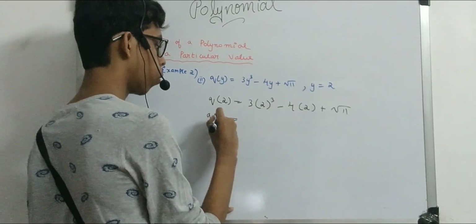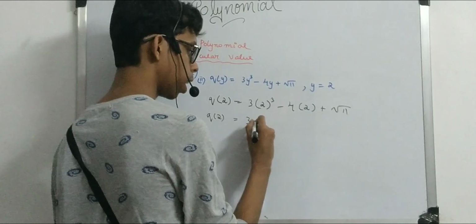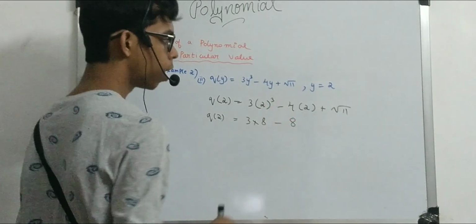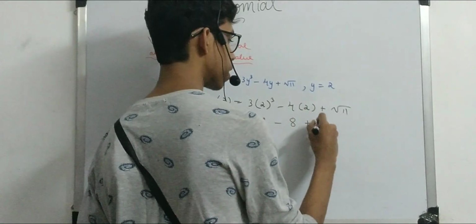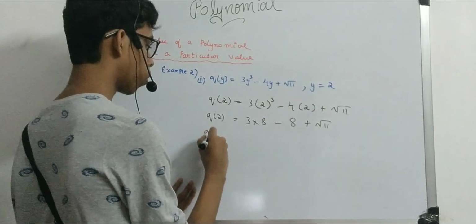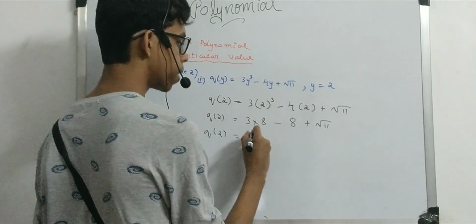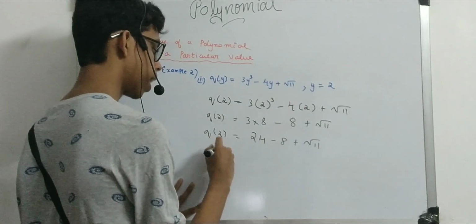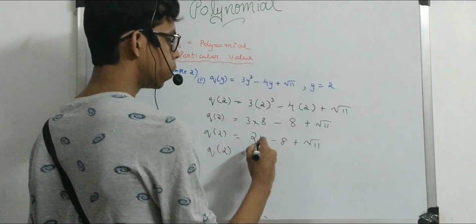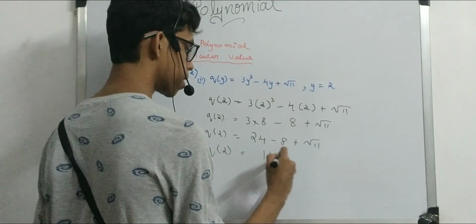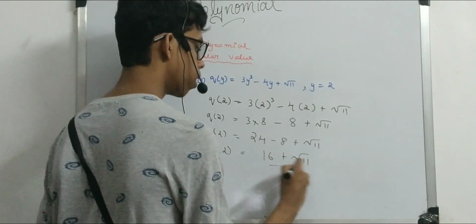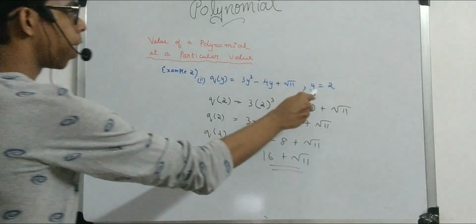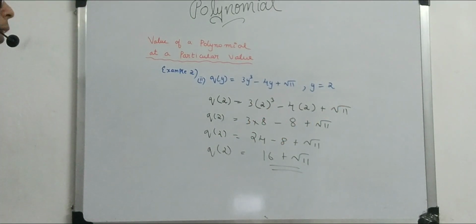So we will get q at the value 2 is equal to 3 into 2 cube, which is 8, minus 4 twos, which is 8, plus root 11. Okay, so q of 2 is equal to 3 eights are 24, minus 8, plus root 11. So q of 2 is equal to 24 minus 8, which is 16, plus root 11. Okay, this is your final answer when y is equal to 2. Okay, I hope it is clear.